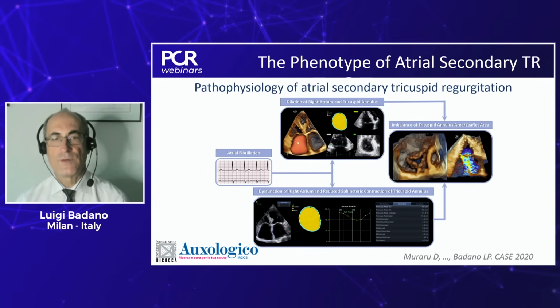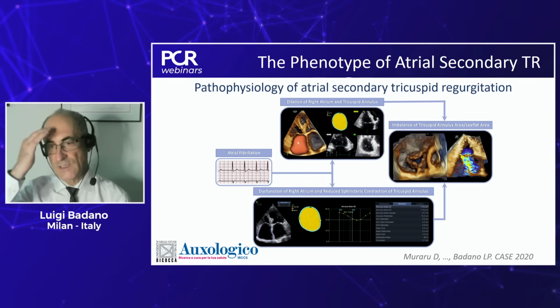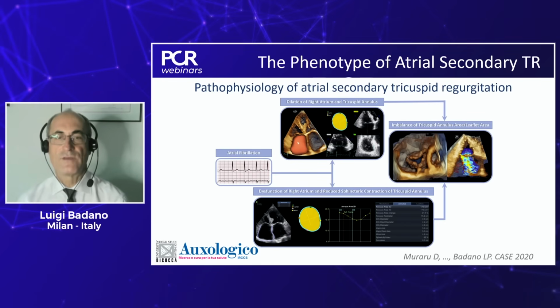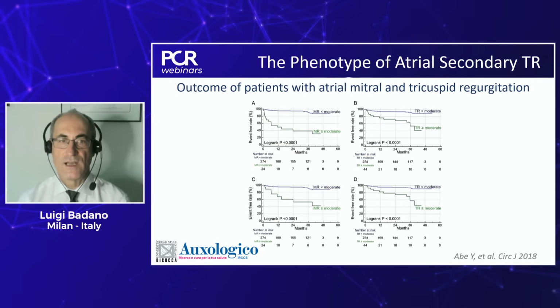So this is confirming something that we derived a few years ago, that probably the pathophysiology of atrial secondary tricuspid regurgitation is mostly linked to the dilation of the right atrium, that is the main driver of the dilation of the tricuspid annulus, and is also associated with the loss of function of the tricuspid annulus and the lack of growth of the tricuspid leaflets.